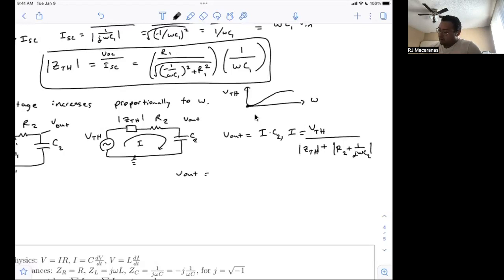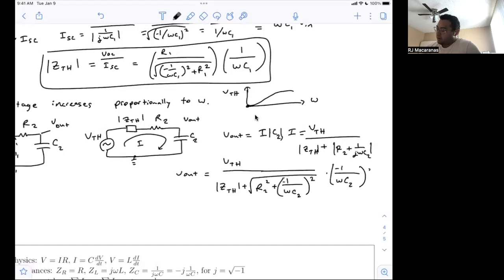So rewriting this, V out is V Thevenin, and I'm just rewriting that I term. So ZTH plus R2 squared plus 1 by omega C2 quantity, right? So this is actually negative, this squared, and the square root of all that, times the magnitude of C2, rather, since we're looking at RMS things. So this is times negative 1 by omega C2 quantity squared, and the square root. So these cancel out, rather. All right.